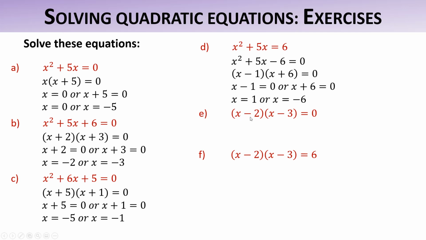In exercise E, we are lucky. The right-hand side is 0, and this has already been factorized. So we can just say that either x minus 2 is 0 or x minus 3 is 0. So x is 2 or x is 3.